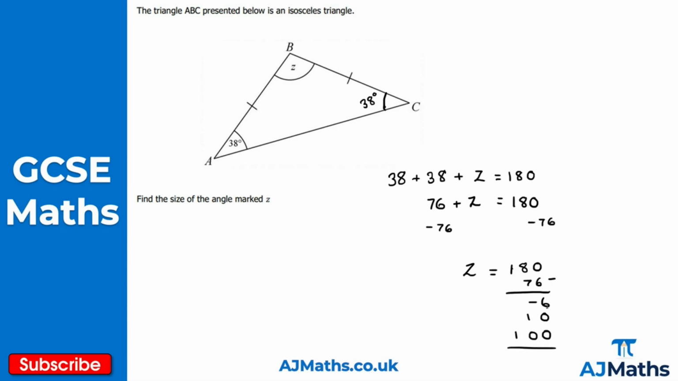So in total here, we just need to evaluate this final bit between these two lines. So 100 plus 10, that would give me 110, minus the 6, that gives me 104 there. Okay, so z in this case, the size of the angle z, is 104 degrees there. And that gives the solution to question 3.